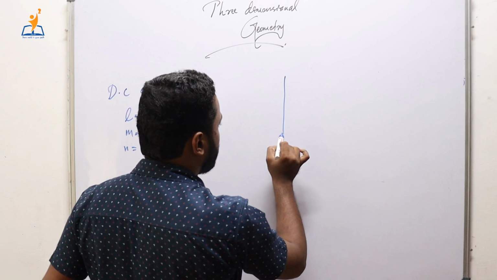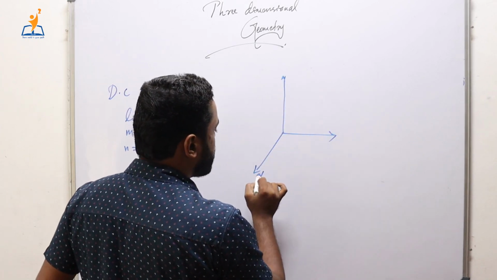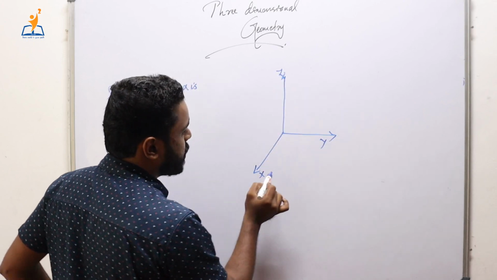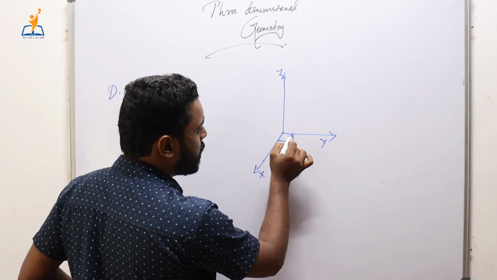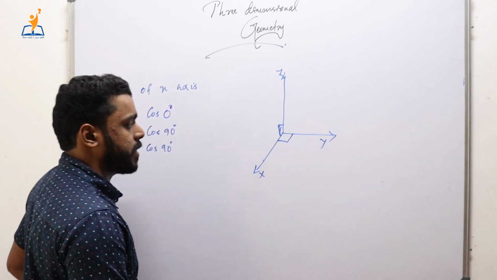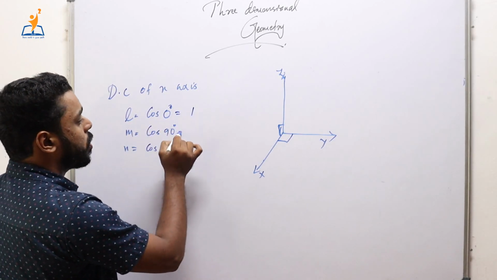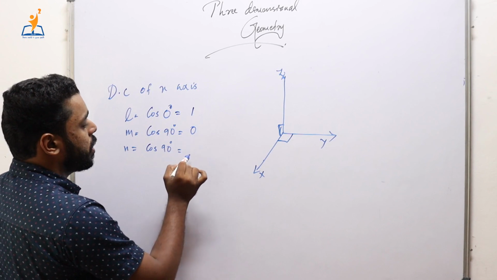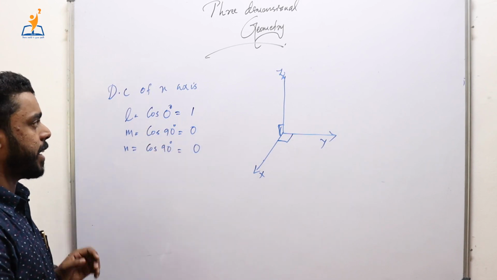See, you can easily identify this using this picture. See, this is x-axis, this is y-axis and this is z-axis. X-axis makes 0 degree with x-axis, 90 degree with y-axis, and 90 degree with the z-axis. That's it. So that is equal to cos 0 equal to 1, cos 90 is equal to 0, cos 90 is equal to 0 are the respective direction cosines of the x-axis.